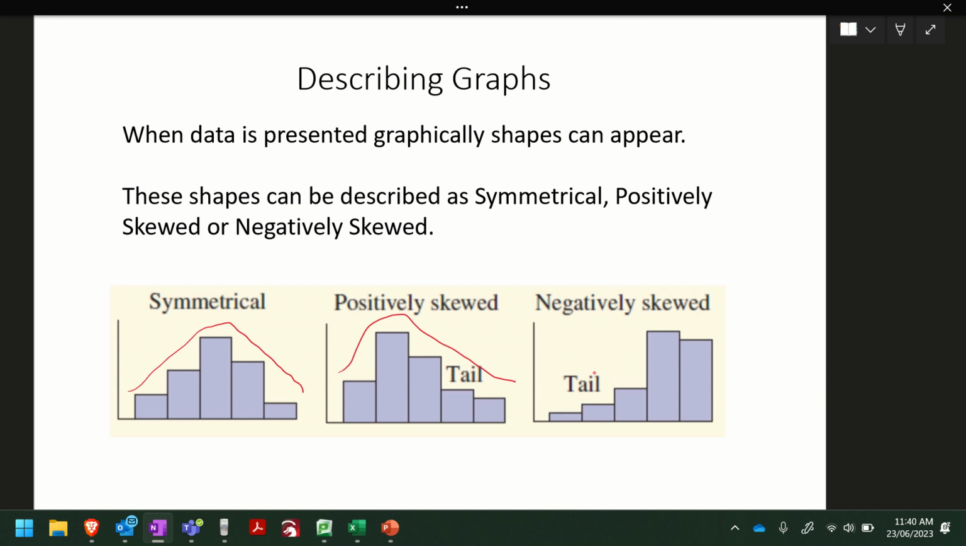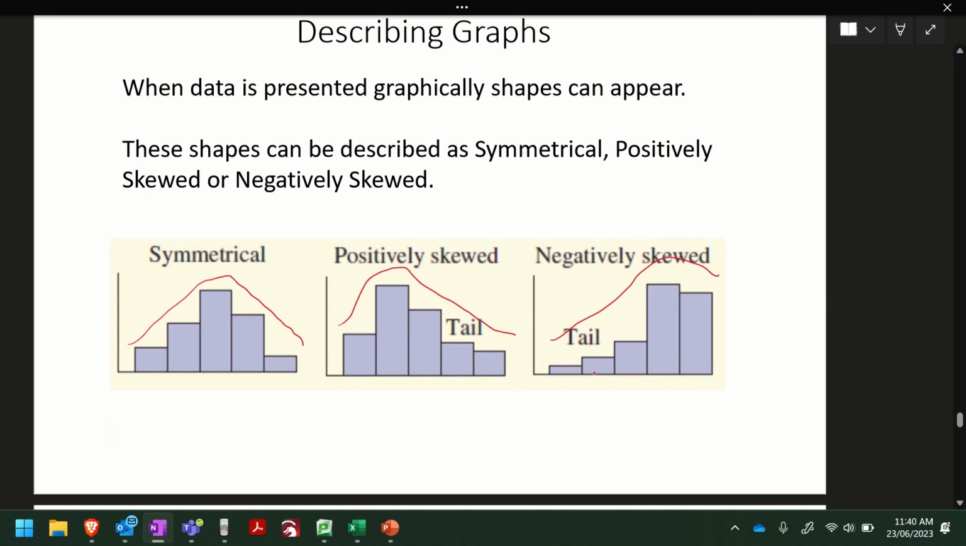Whereas with negatively skewed, it starts low and then it sort of goes up towards the higher end. So that means with the data for negatively skewed, it's low at the start and then it goes up towards the end. Because when you talk about data being skewed, skewed means it's either on one side or the other. So when we say positively skewed, it's more on the left. When we say negatively skewed, it's more on the right. And you can always refer back to these when you're working with data.